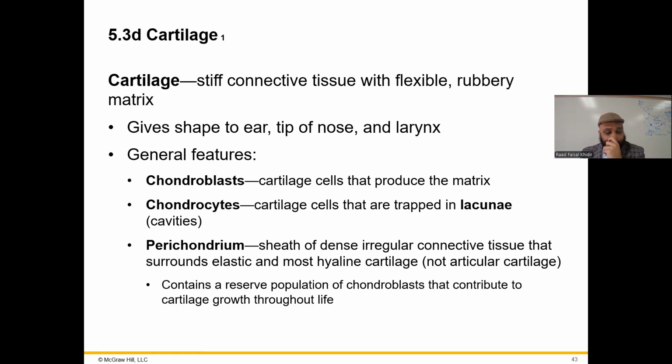and the perichondrium. Perichondrium is a sheath of dense, irregular connective tissue that surrounds the elastic and most hyaline cartilage. It contains a reserve population of chondroblasts that contribute to cartilage growth throughout life.